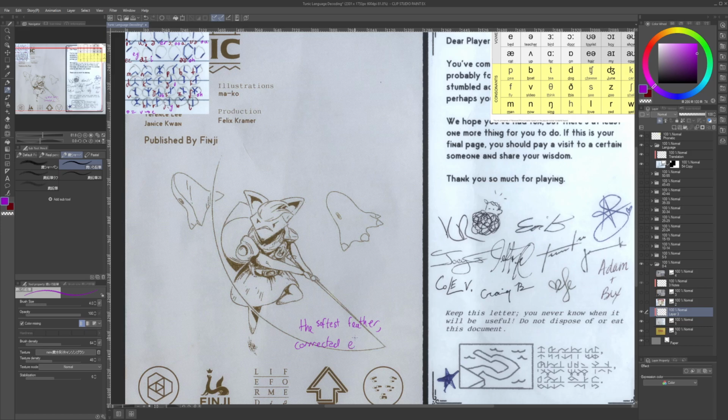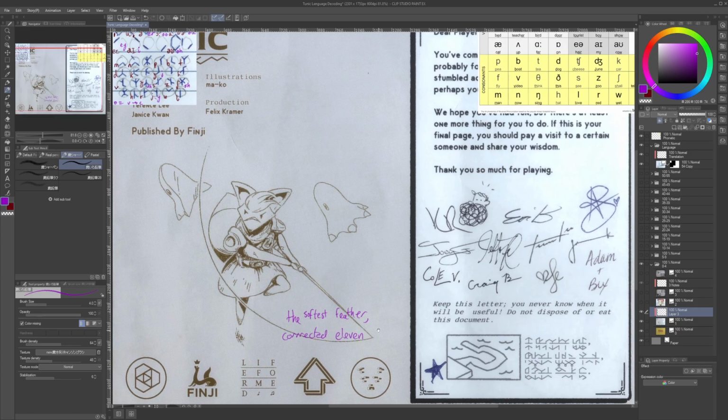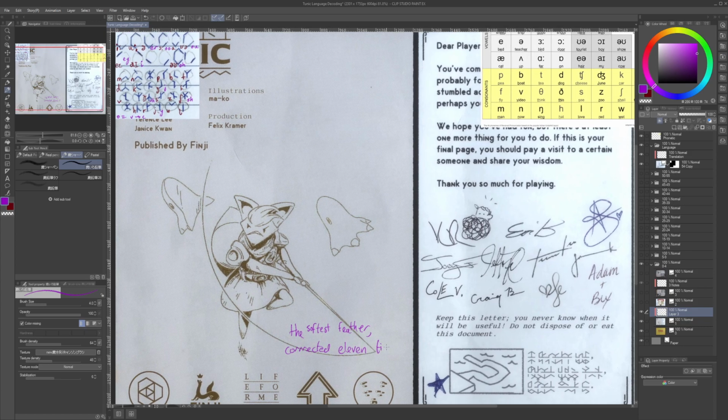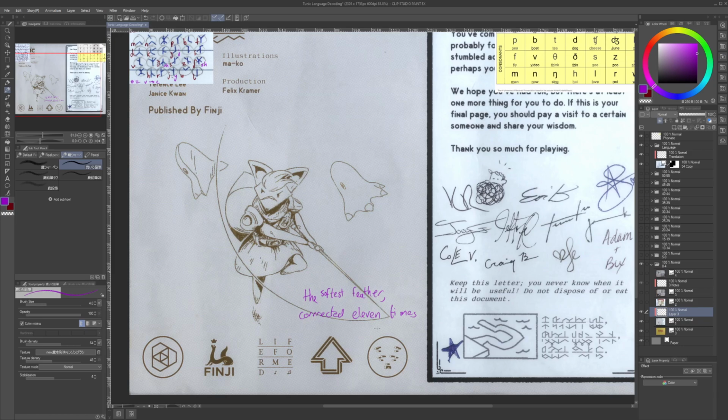11, that's probably. Is that it? Yeah, 11. Times, okay. The softest feather, corrected 11 times. Right. Oh, okay. See, this is probably down then, right, 11 times. So this is a combination, which is good because that's what we're looking for. Correct 11 times.